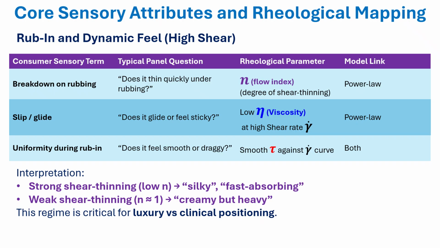If we're using the Herschel-Bulkley model, the yield stress has already been exceeded at this point, but what matters is how the material flows once it's mobilised. The power law terms describe that behaviour. The key message here is that high shear rheology controls the dynamic feel of a product during rubbing in. By measuring viscosity at relevant high shear rates and fitting appropriate models, we can predict whether a cream will feel silky, fast-absorbing, heavy, or resistant during application.